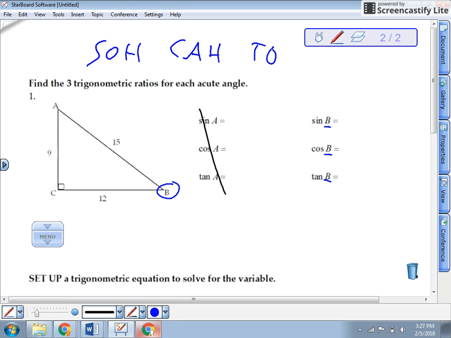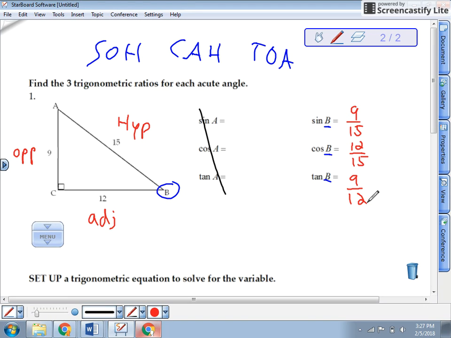SOHCAHTOA. So to find the sine of B, I'm going to look to the opposite side over the hypotenuse. So 9 over 15. The cosine of B, well, that's the adjacent, which is 12 over 15, adjacent over hypotenuse. And then to find the tangent, that's the opposite over the adjacent, so we can say 9 over 12. If you want to reduce those, you can. Right now, I'm just interested in you setting those up correctly.